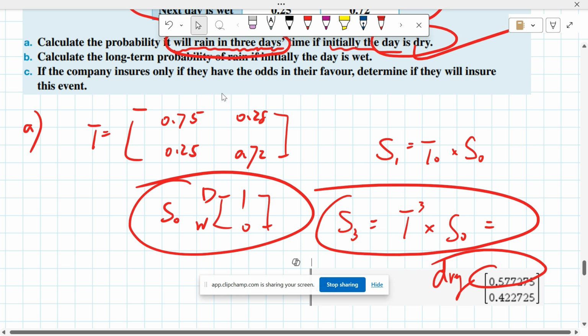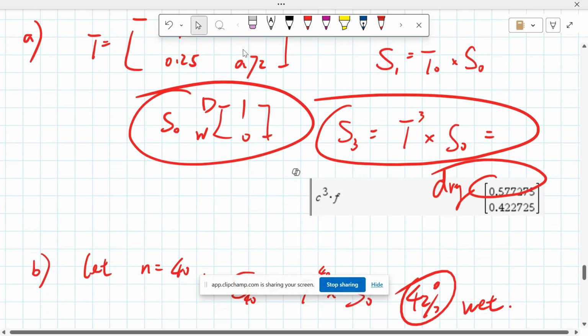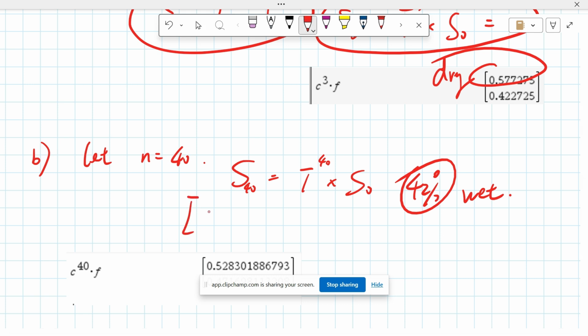Then for the long term, you're going to use a large number for n, so the terms are going higher. Once the terms are going higher, consider the initial day being wet. So S1 becomes 0 and 1. Then you multiply by T to the power n.